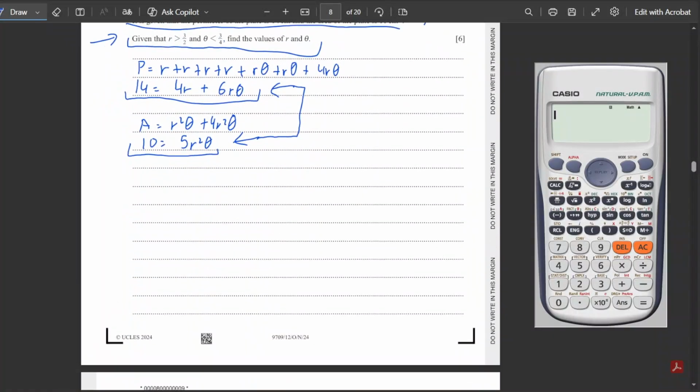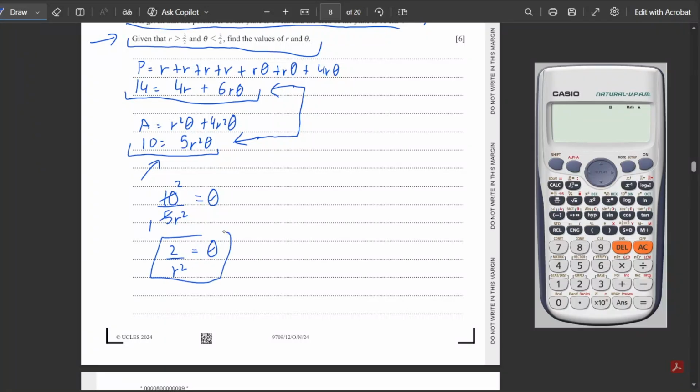Therefore, what I'm going to do now is simply solve these equations simultaneously. I can rearrange one of these equations, make one variable the subject, and then substitute that equation into the other equation. So I'm just thinking, which equation should I choose over here? How about I go with this equation, and I make theta the subject. So this is going to be 10 over 5r squared equals theta. 5 times 1 is 5, 5 times 2 is 10. So this equation is going to become theta is equal to 2 over r squared.